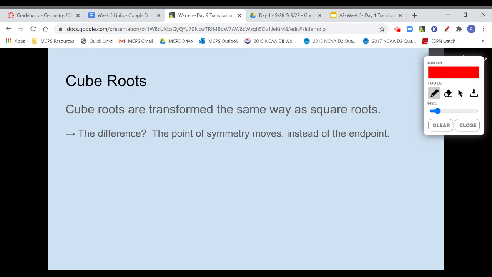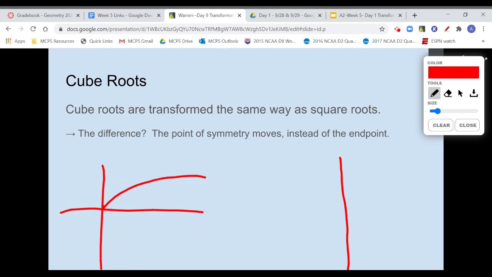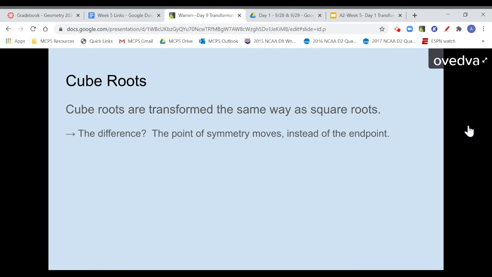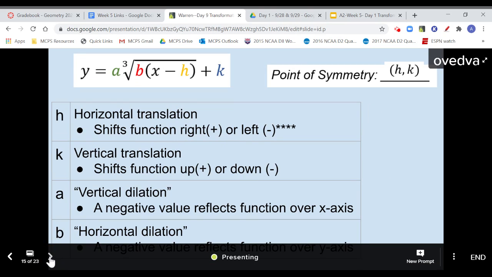So remember when you think about a square root function, it looks something like this. It starts in the middle of the graph, whereas a cube root function continues forever. Okay, so there is no endpoint, there's just a point of symmetry in the middle. So that is the only difference really, is that I won't ask you for the endpoint, I'll ask you about the point of symmetry. So we're not going to do a ton of examples with this since they're so similar.